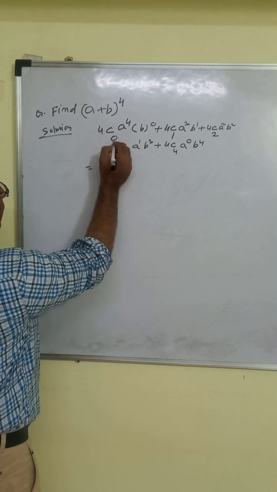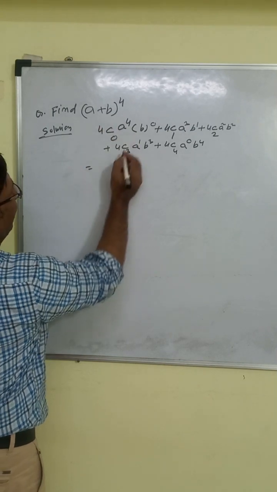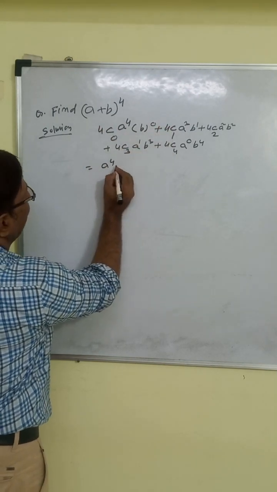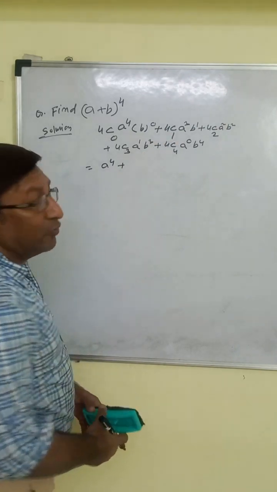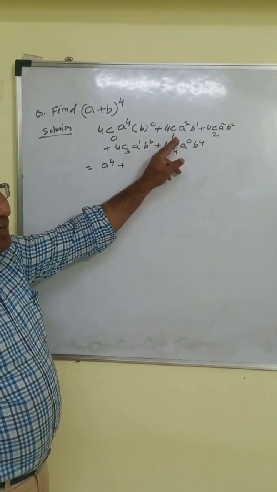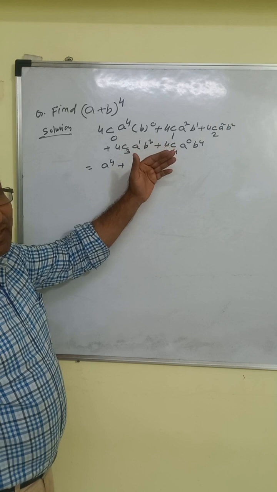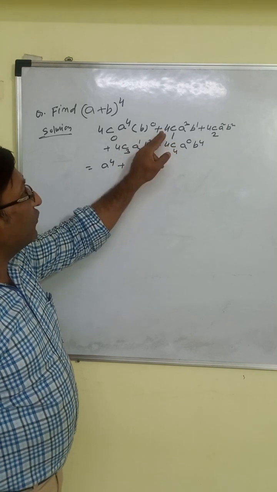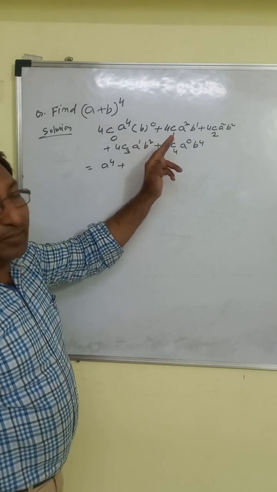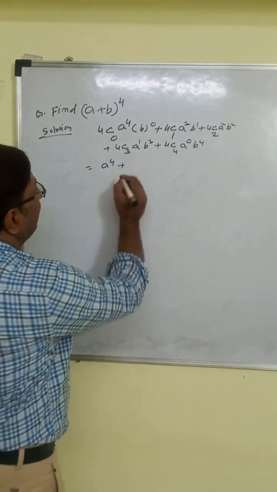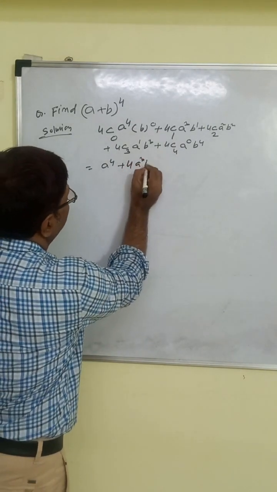So you know 4C0, that is nC0, is 1. b power 0 is 1, so we get a^4. Here 4C1, so you know 4 factorial over 1 factorial 3 factorial. So 4C1 is only n, because 4 factorial over 1 factorial, 4 minus 1, 3 factorial, we get 4. So we get 4a cube b.